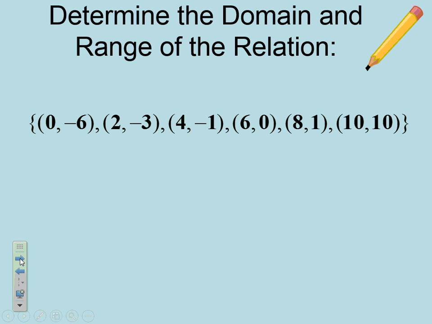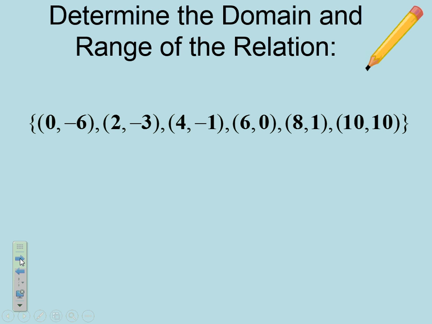Let's take a look at an example of a domain and range if we're talking just about a relation. So not a graph, not a whole equation, but just a relation, a set of points. This finite set of points is the one that we're looking at in this example. Go ahead and write this one down. And here's the set of points that we have. The bracket at the beginning here starts it. We have the points (0, -6), (2, -3), (4, -1), (6, 0), (8, 1), (10, 10).